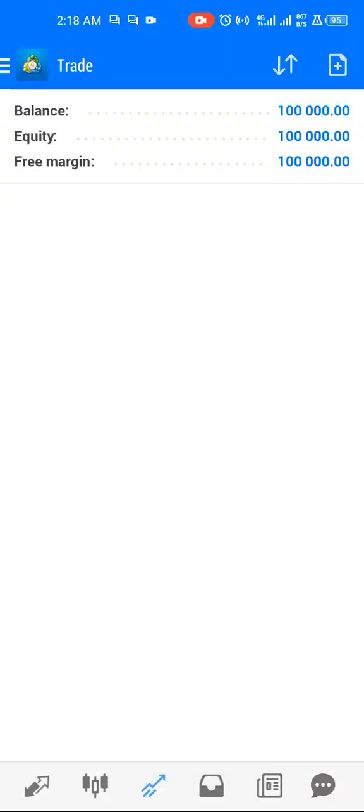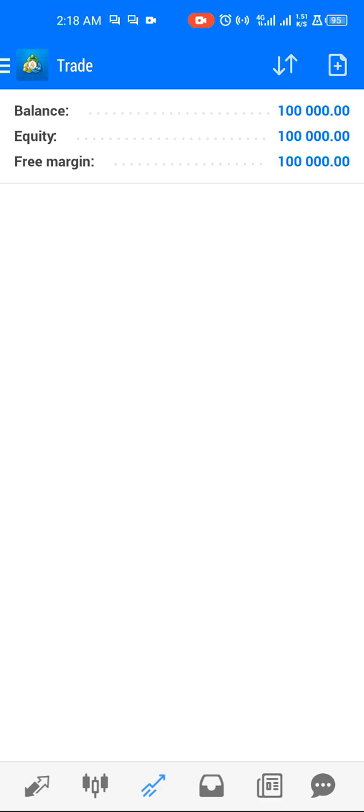So let's go to what these things mean. These things here, you can see balance, equity, free margin. Balance means the amount of money you have in your account. That is, the last time you closed a trade, what was the balance of money you have in your account. Your equity is your balance plus or minus your current profit or loss.